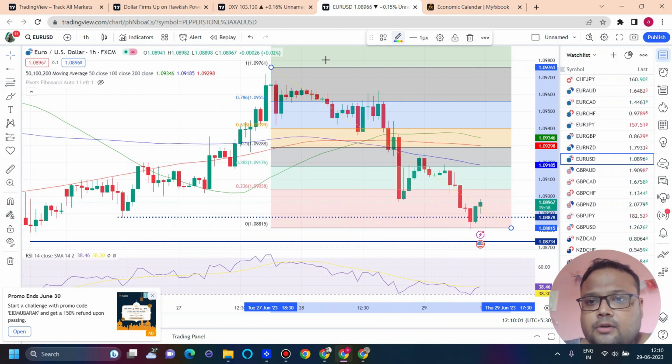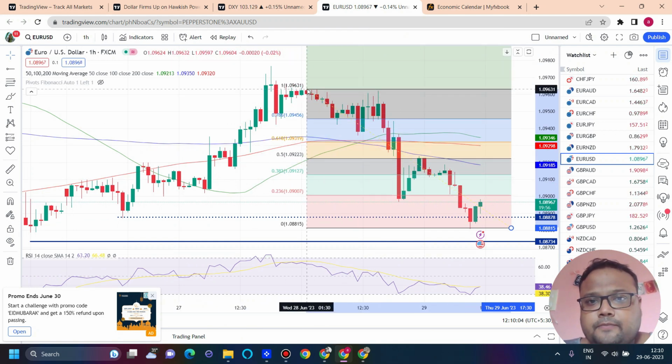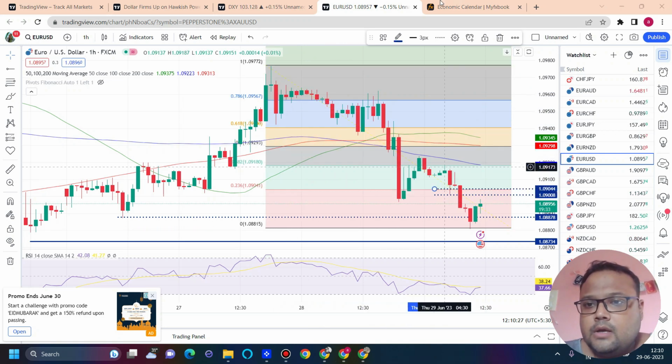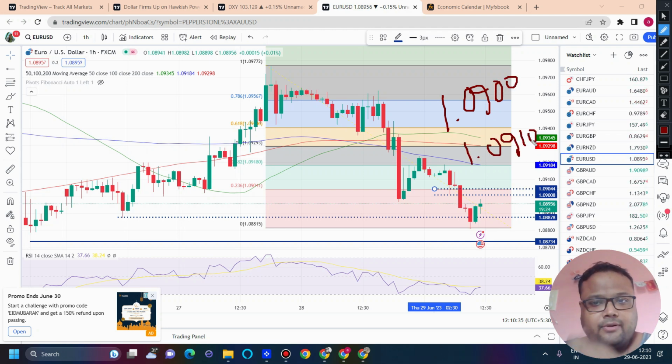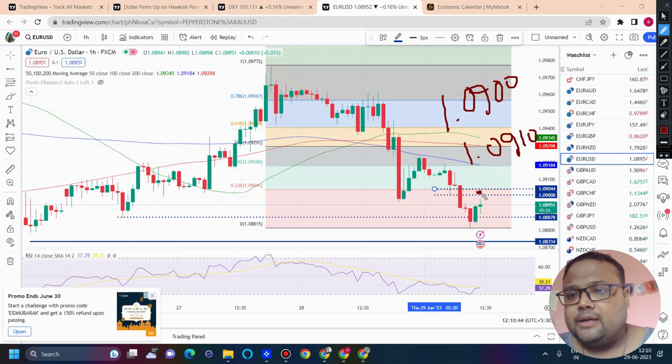So first of all, we have some resistance around 1.0900 to 1.0910. This is the first level where you can expect the market to face some resistance. This is the immediate resistance, so be careful, observe the market first. If you see the market is struggling around this area, market is showing strong price rejection from above, market is showing a shooting star kind of a pattern, then only go for a sell position.